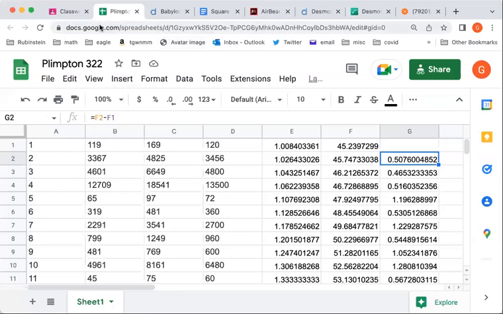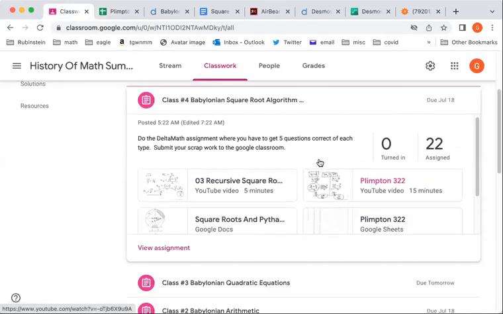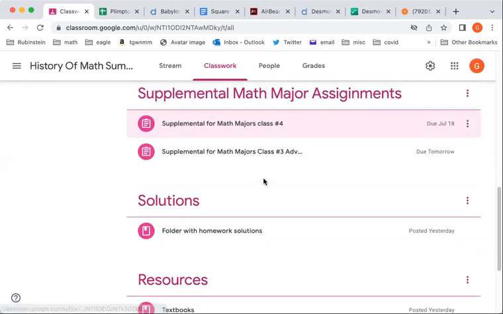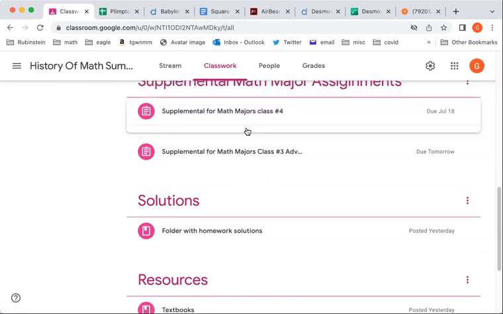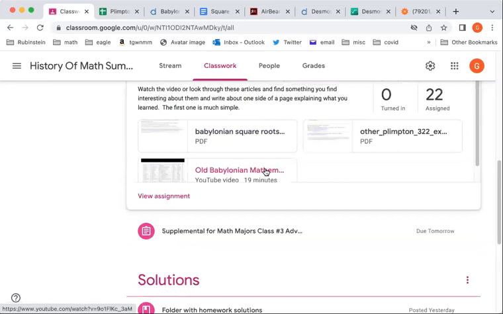That's the current belief. So I have this in the supplemental Math Majors Class 4 material, but the math teachers might be interested in this also. I have a video of these two professors discussing it. I also have two documents. One is a pretty easy one from Mathematics Teacher Magazine, where they explain the algorithms.